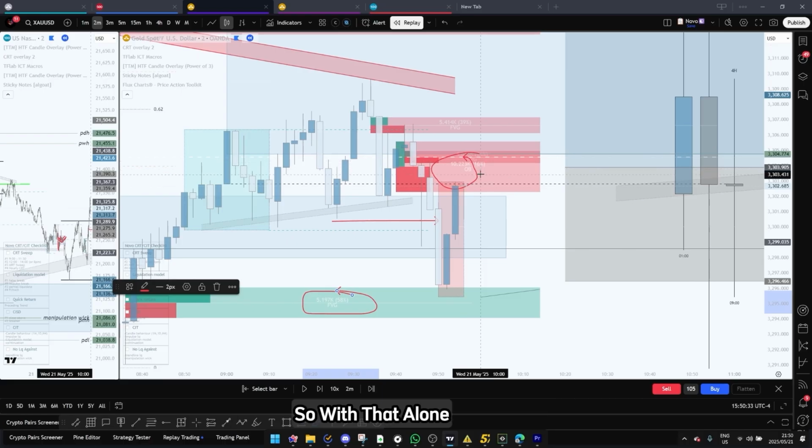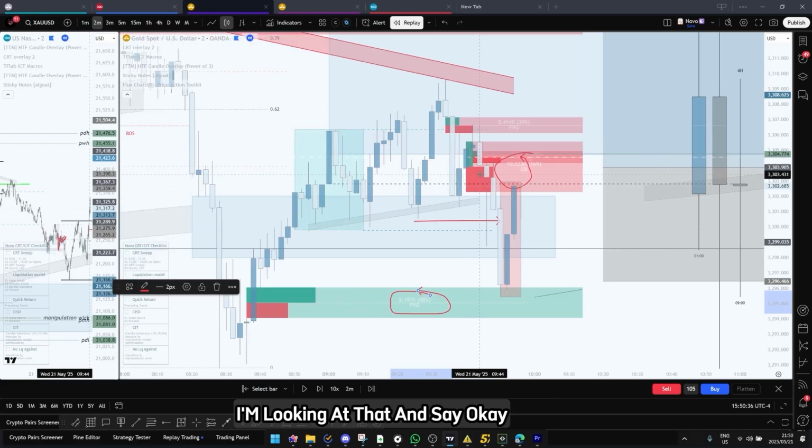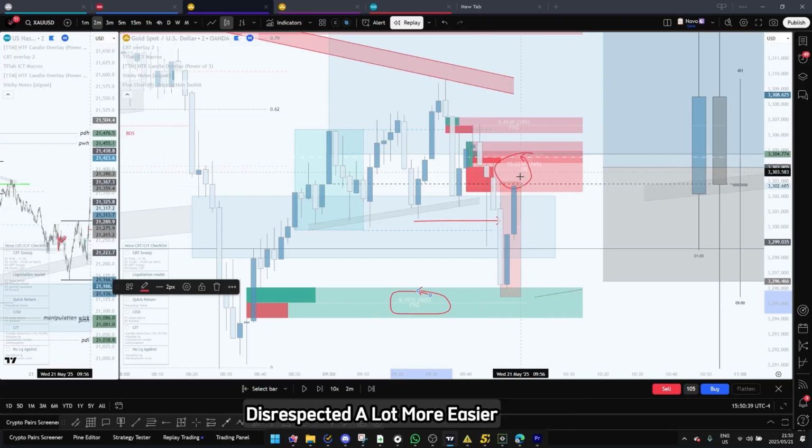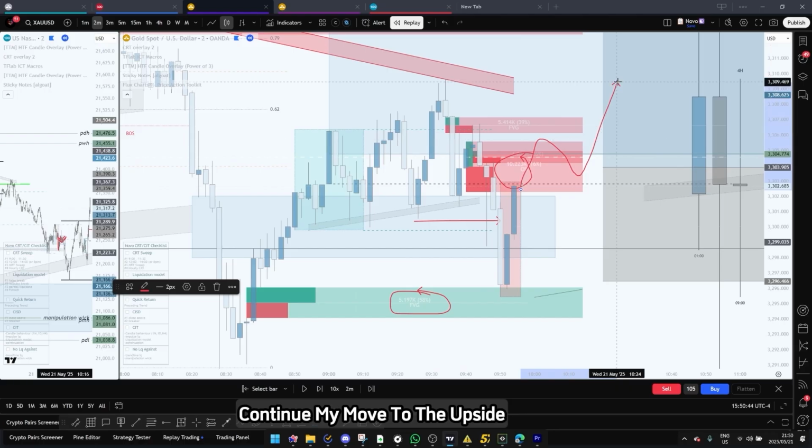So with that alone, I'm looking at that and saying, okay, going against the two, I can see the order block getting disrespected a lot more easily, which would enable me to also continue my move to the upside.